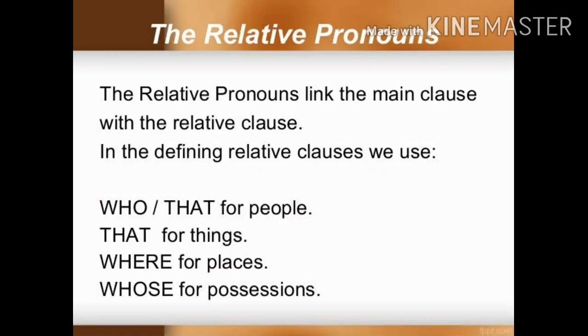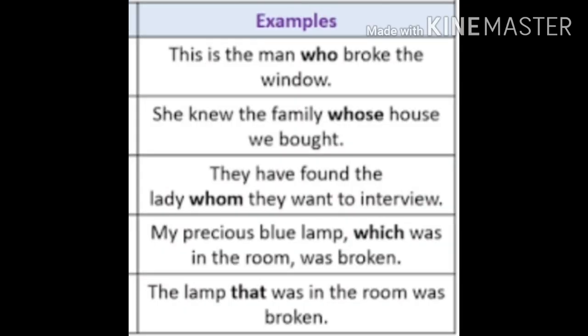Relative pronoun. The relative pronouns link the main clause with the relative clause. In the defining relative clauses, we use who, that for people, that for things, where for places, and whose for possessions. Now look at some examples of relative pronouns.